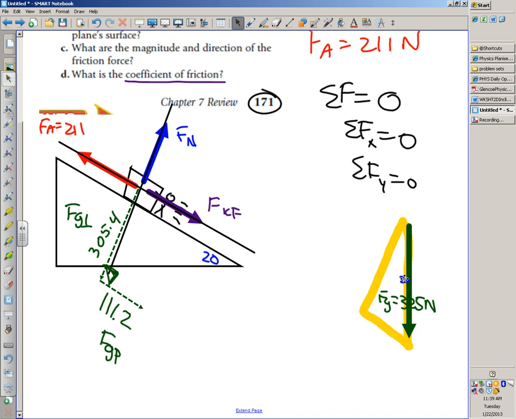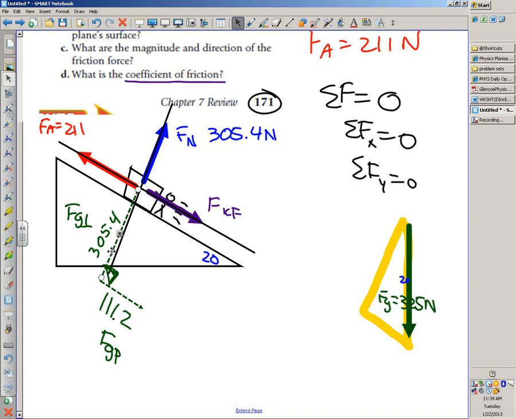With that being the case, we can start filling in some other parts of this picture. For instance, what do we know about normal force in this picture now? Normal force has to be 305.4 newtons. Because if we look on the y-axis, how many forces are there on the y-axis? There's two. One points up, one points down. They've got to be equal to one another.